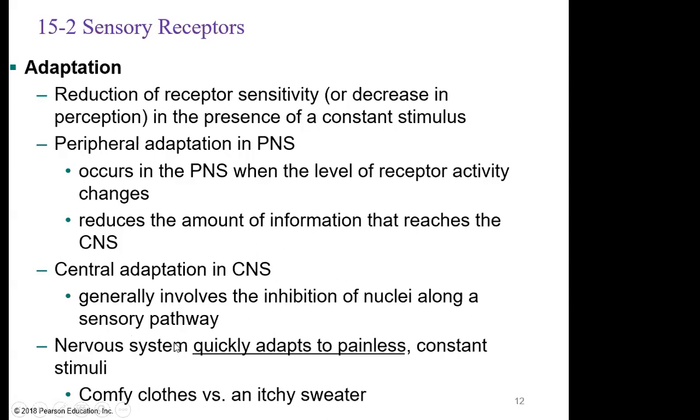Now, the nervous system, fortunately, will quickly adapt to painless, constant stimuli. So if you think about putting on your clothes each day, generally you're going to wear comfy clothes and your body is not going to think about those all day long. You're not going to have an awareness of, you have clothes on, you have clothes on, you have clothes on, that's not going to constantly be going to your brain, because that is then going to overwhelm you, of course. So a painless, constant stimuli, the nervous system will quickly adapt to that.